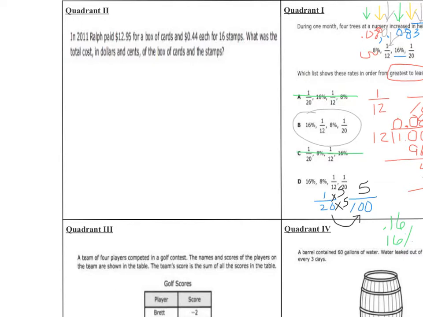So $12.95 is the cost of one of the items, so we can leave it. The other item's 44 cents per stamp, and he bought 16 stamps. So we need to multiply 44 cents times 16. 6 times 4 is 24. 1 times 4 is 4, plus 2 is 6. Then I need a 0.